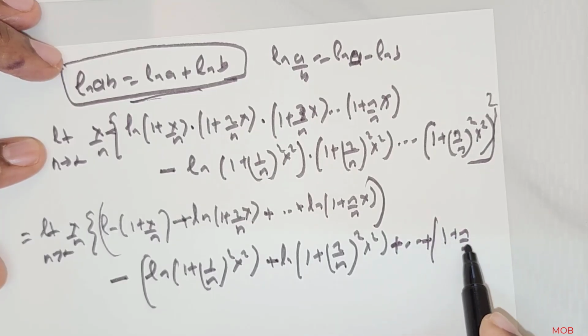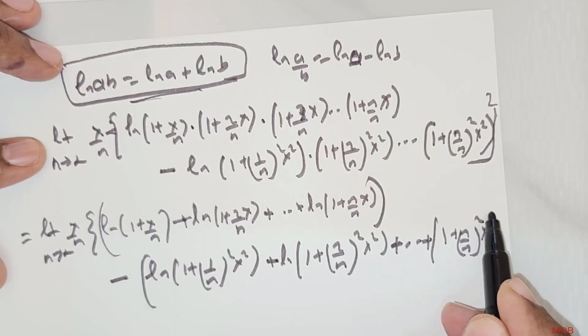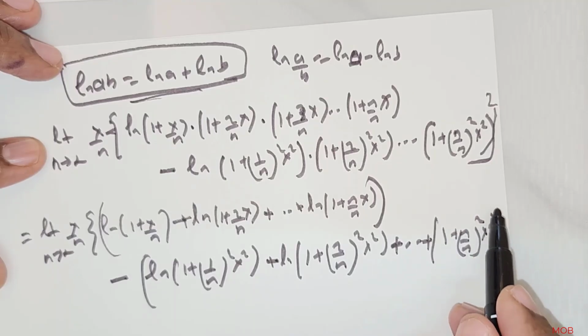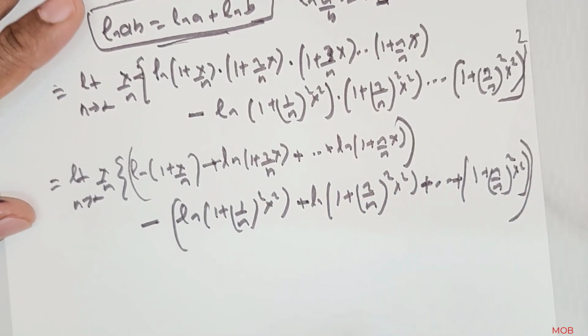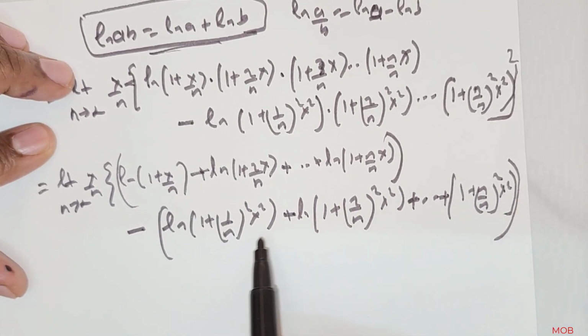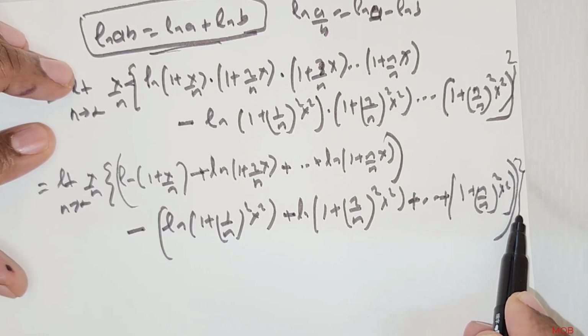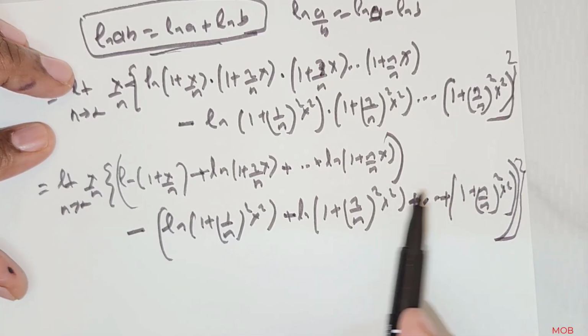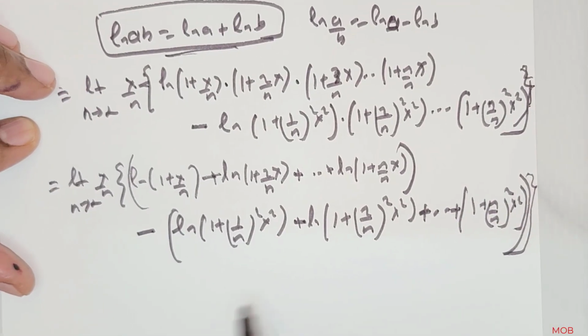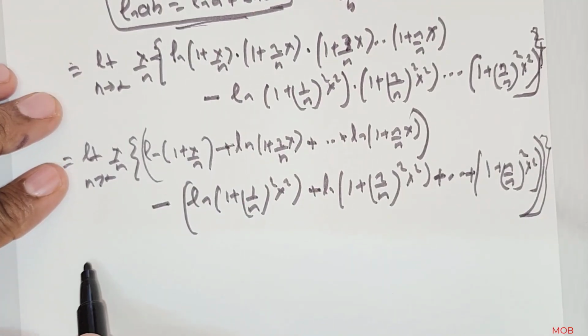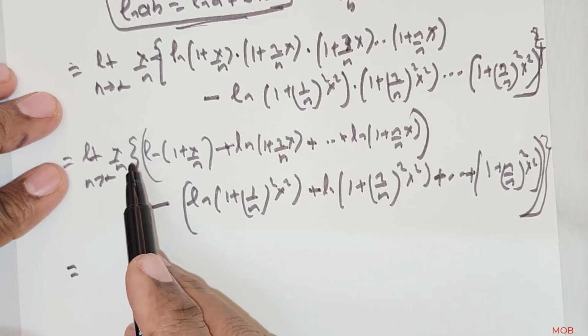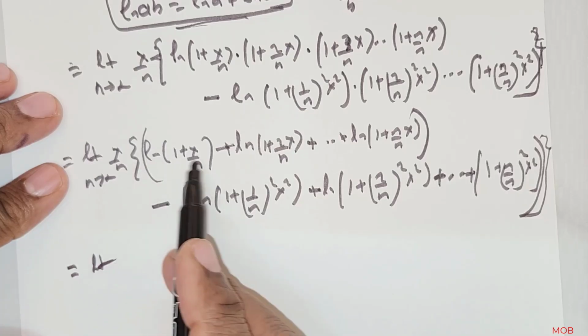plus (1 + x/n)² times x². Okay, so this minus this is what we have got. Of course, this x over n goes all through. Having got this, now what I wish to do is rewrite this as a sum.